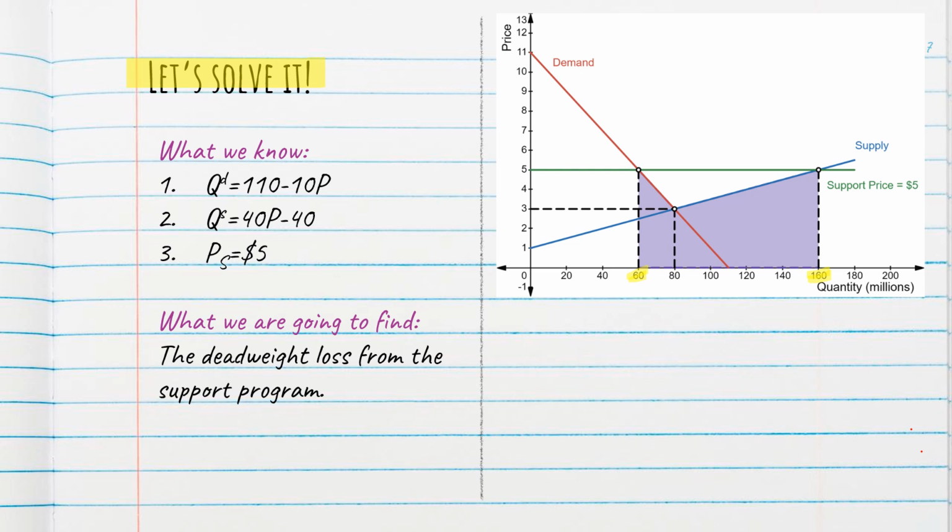The fastest way to compute this purple shaded region: we're going to take the government spending, which is the whole rectangle, and subtract the triangle formed by demand, supply, and the price support. So deadweight loss is just equal to 500 million minus 1/2 times the height of this triangle, which is 5 minus 3, times the length of the triangle, which is 160 million minus 60 million. So that's 100 million.